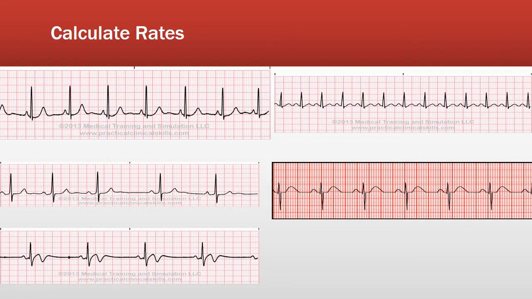So what we can do now is calculate the rates. I don't care which way you want to use, but we'll take a few seconds and we'll calculate the rates, write it down, and then we'll compare.